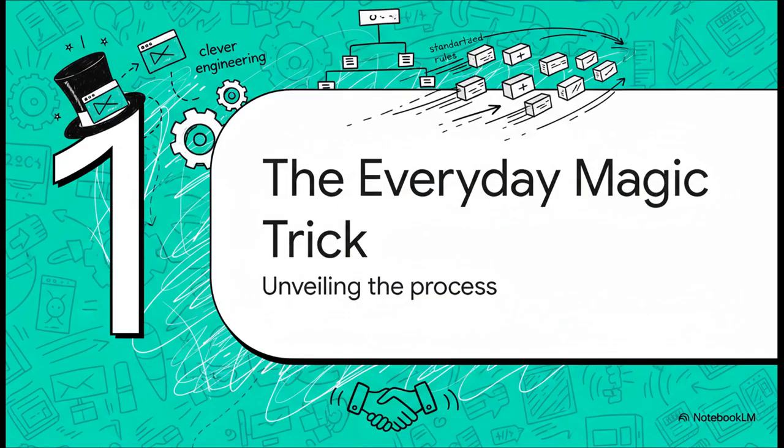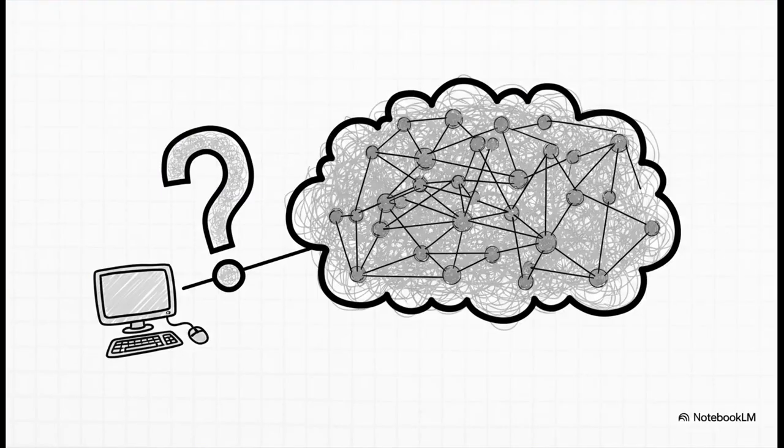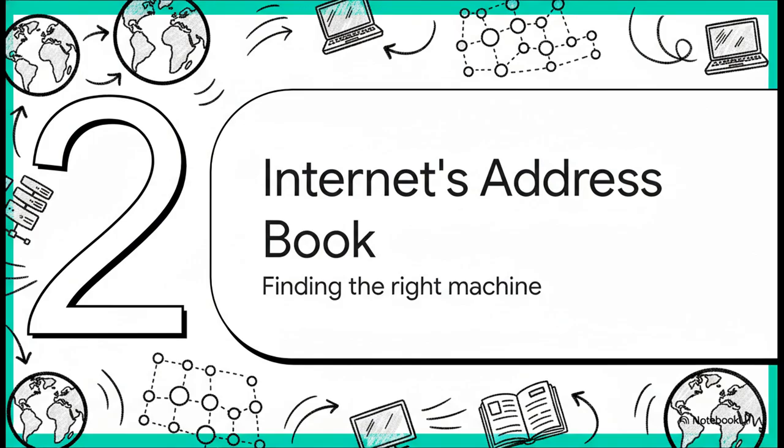It's this high-speed process built on some seriously clever engineering and a bunch of rules that everyone agrees on, and it creates that seamless experience we totally take for granted. So this is the first big hurdle. I mean, the internet is a massive, sprawling network of millions and millions of computers. When you type in a name like example.org, you're not really giving your computer much to go on. It needs a specific, unique address to find the one server in the world that has the website you want. So how does it solve that problem?